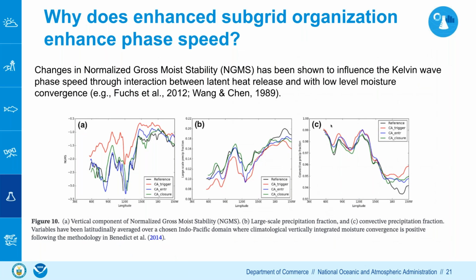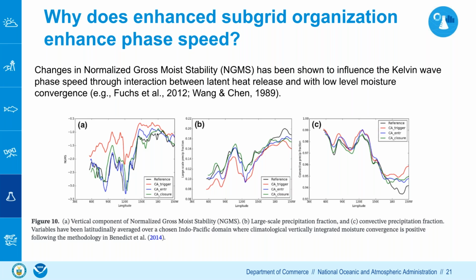So why does the enhanced subgrid organization enhance phase speed? I think we analyzed this in terms of changes in gross moist stability and also in the vertical heating profiles. The normalized gross moist stability has been shown to influence Kelvin wave phase speed through the interaction between latent heat release and low level moisture convergence. Without going into too much detail here, we see an increase of this measure, normalized gross moist stability, in particular when we allow the CA to trigger in a nearby environment.